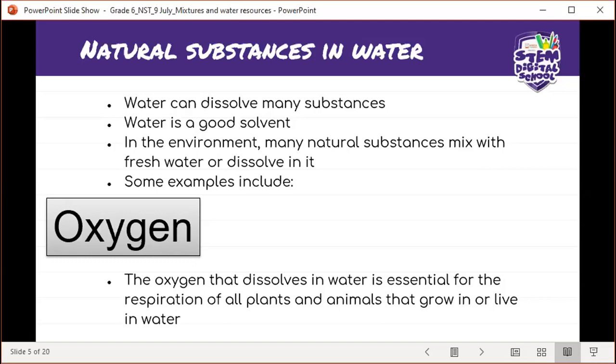Okay, so oxygen that dissolves in water is essential for the respiration of all plants and animals that grow in or live in water. And such plants, we call them aquatic plants, and animals that live in water, we call them aquatic animals. All right. So I hope you guys got that. And then I can move on, right?